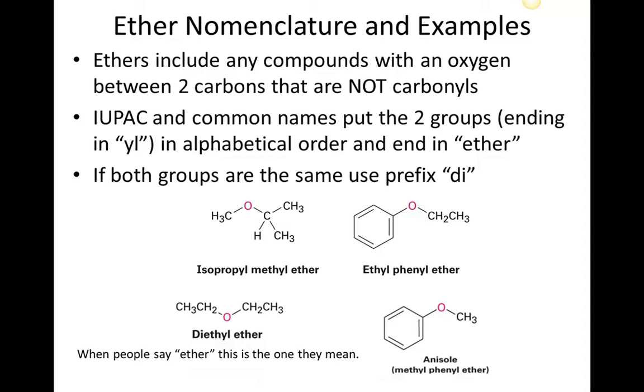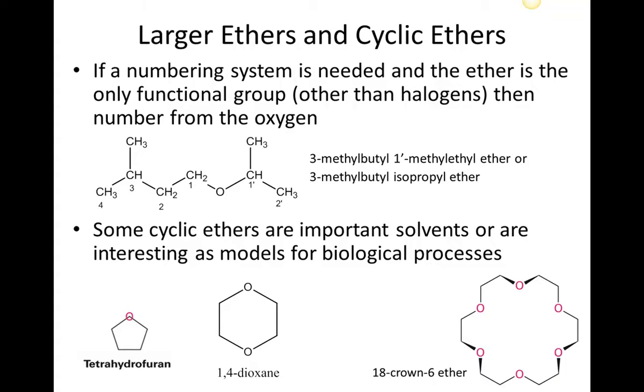There's another way of doing this. Sometimes the ether is a fairly small part of the whole molecule, or you need to number, and so if the oxygen is the only functional group present, then you're going to take that as your reference point and number away from there. So this carbon chain is numbered starting at the carbon that's attached to the oxygen, and so we have a 3-methyl, and that's a 4-carbon butyl group.